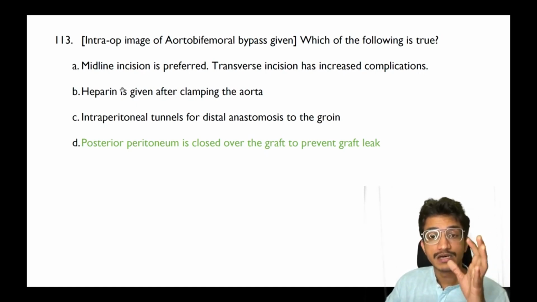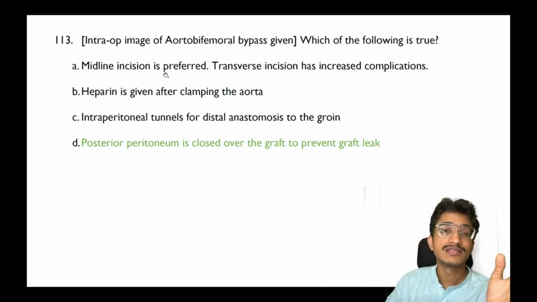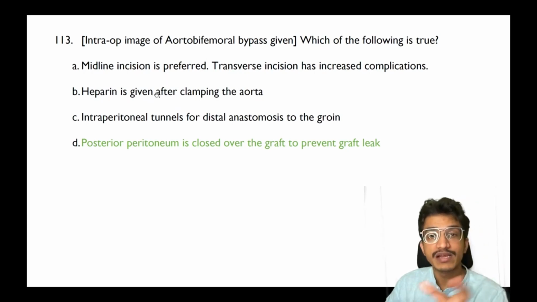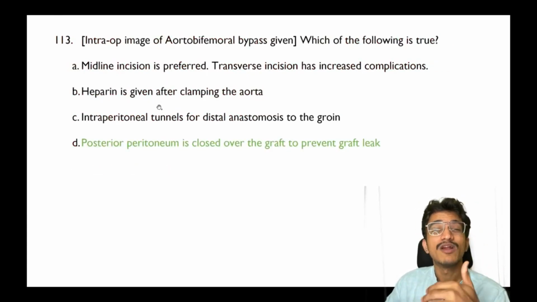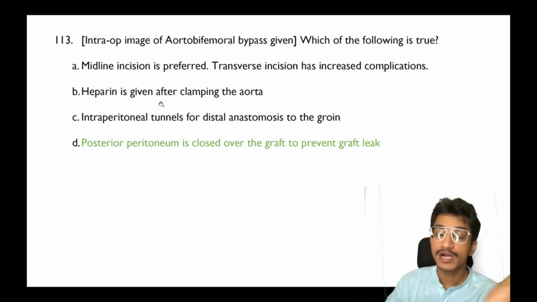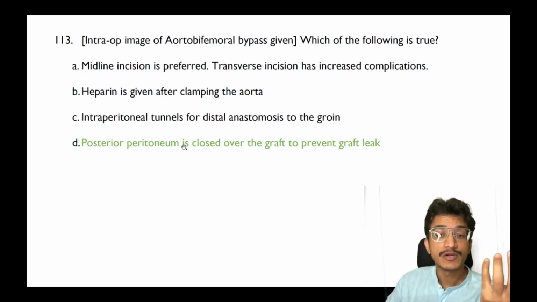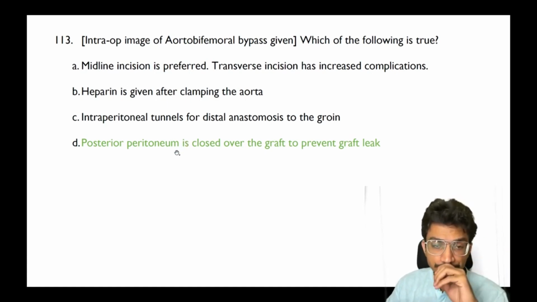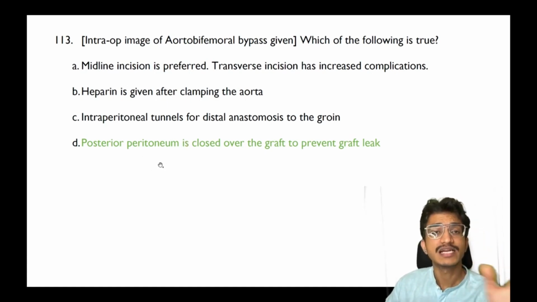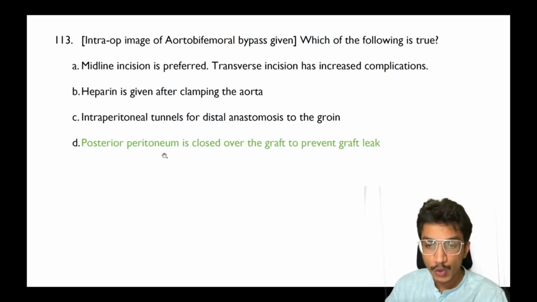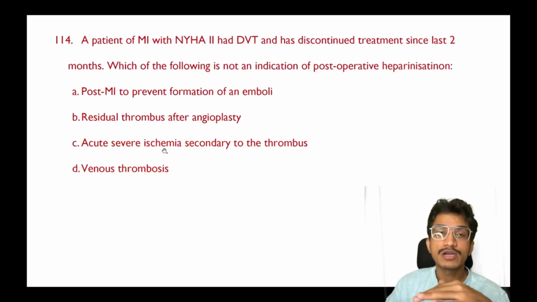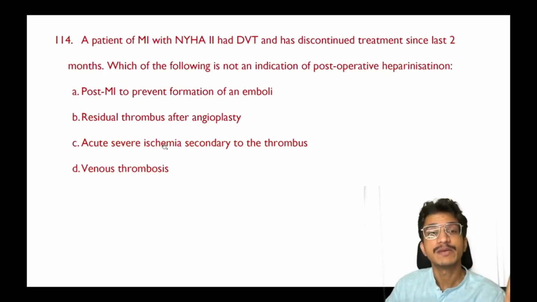Midline or transverse incision is sometimes preferred, and there are varying results. Heparin is given always before the clamping of the aorta, not after the clamping, very obvious. And the tunnels are made in the retroperitoneum and not in the intraperitoneum, so C is also not the answer. So the best answer is D, that the posterior peritoneum is always closed over the graft. You do not keep it open in communication with the peritoneum.